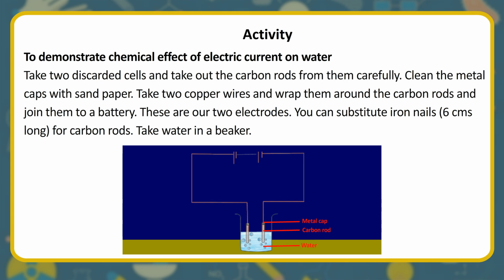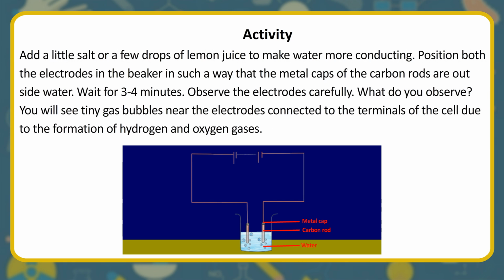Take water in a beaker. Add a little salt or a few drops of lemon juice to make water more conducting. Position both the electrodes in the beaker in such a way that the metal caps of the carbon rods are outside water. Wait for 3 to 4 minutes. Observe the electrodes carefully. What do you observe?